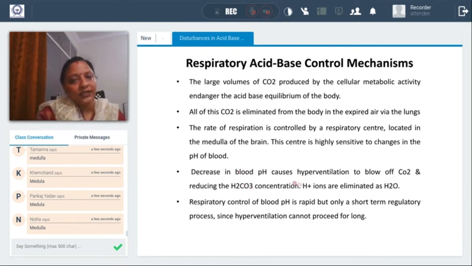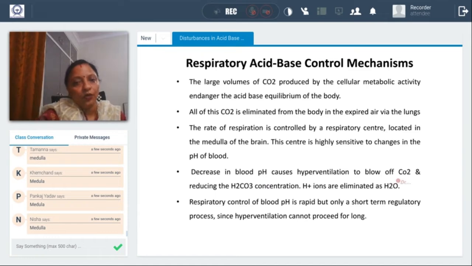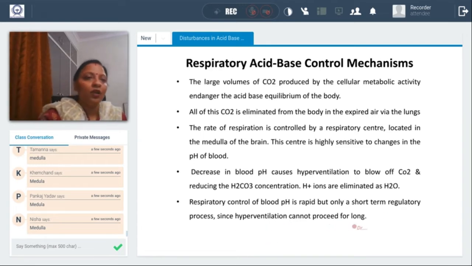Decrease in blood pH causes hyperventilation to blow off CO2. So please remember, decrease in blood pH causes hyperventilation. It adopts a compensatory mechanism, that is hyperventilation, to blow off CO2 and reduce the H2CO3 concentration, that is carbonic acid concentration. Hydrogen ions are eliminated as H2O. Respiratory control of blood pH is rapid, but only a short-term regulation process, since hyperventilation cannot proceed for long.